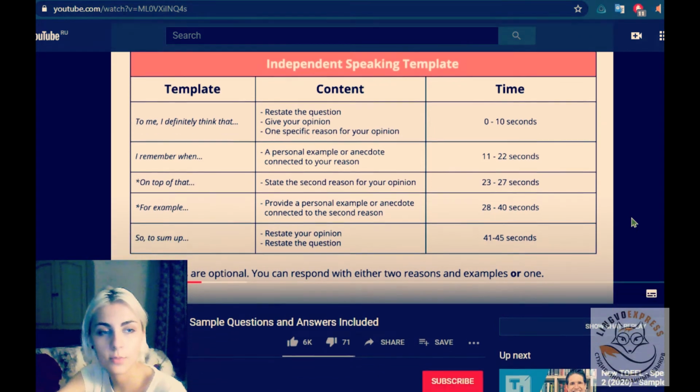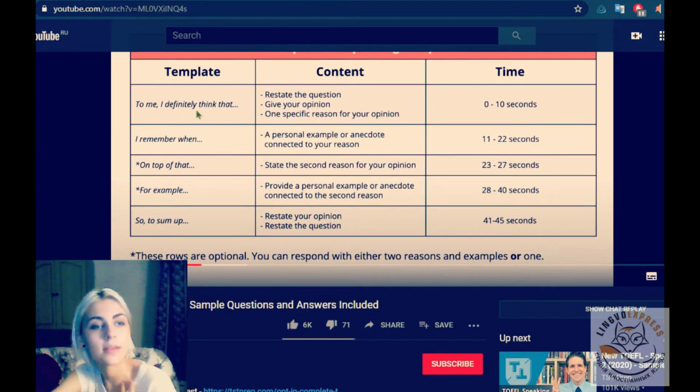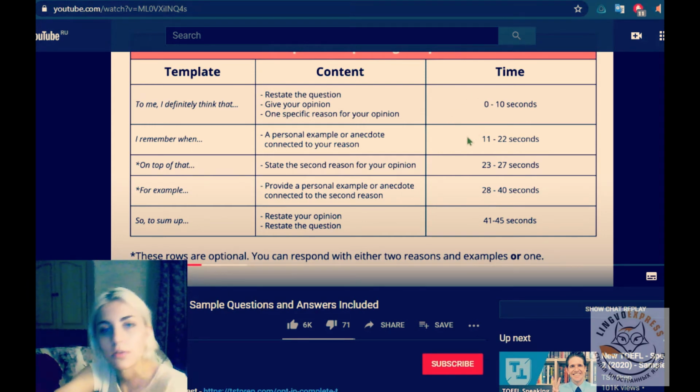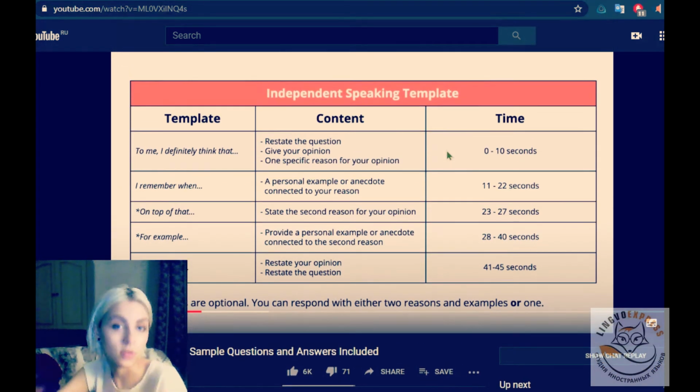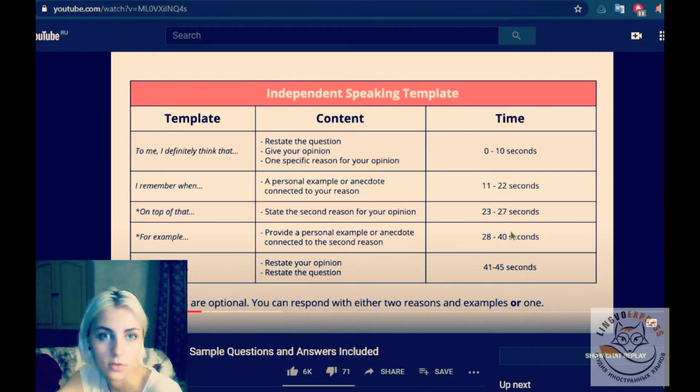And you can use templates like this, like saying, to me, I definitely think that, and then you state your choice, and then you state your arguments. I remember when, so you can provide your own experience to the question and support your opinion with it. On top of that, for example, when you're providing a second or third argument, or you're presenting a particular pragmatic situation, you refer to the situation that you are describing or talking about. And this is an approximate timing breakdown that you can follow when preparing for this type of exercise.